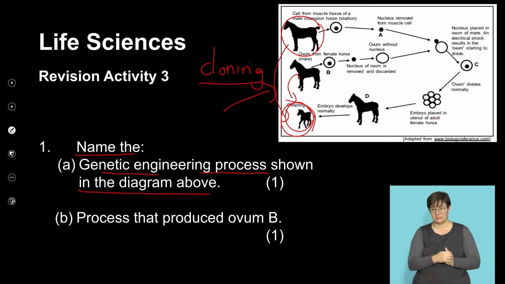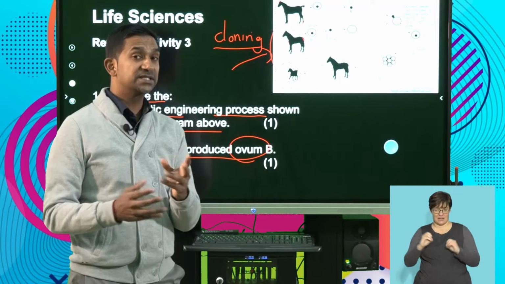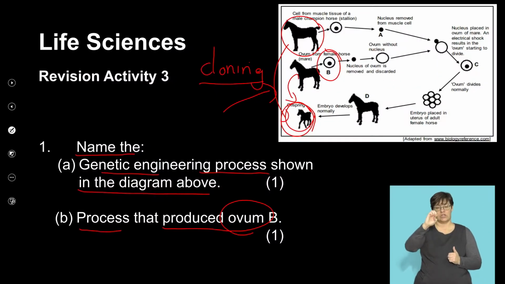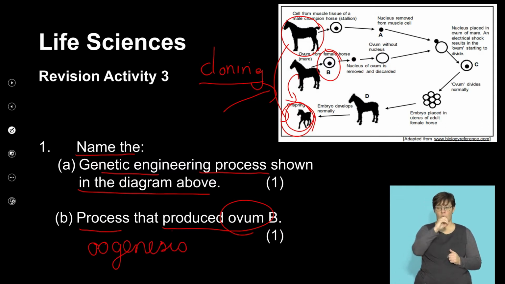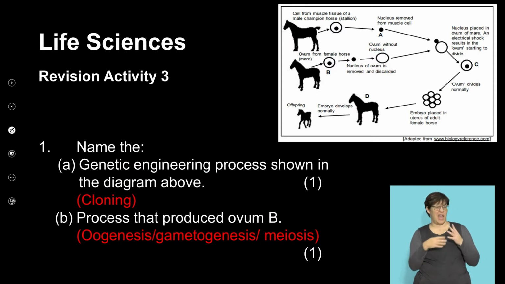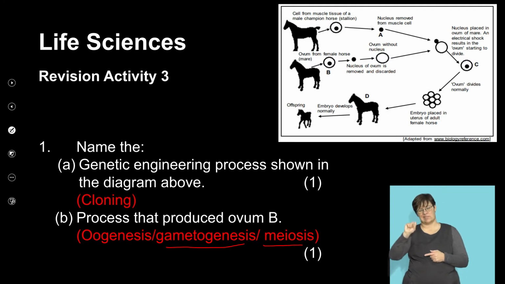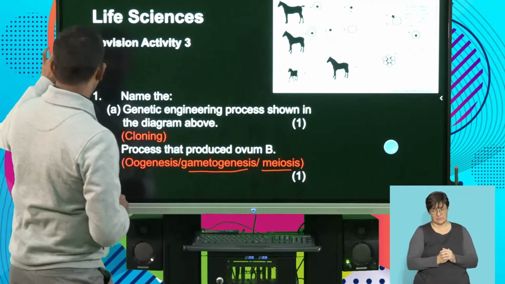The next question, the process that produced Ovum B. Again guys, this process that produces Ovum B, remember that that's an egg cell, and the process that produces that is oogenesis, right? So that process is oogenesis, where an egg cell is produced using oogenesis. There are a few other terms that we can use to describe that, including gametogenesis or meiosis. So these are again processes involved in the production of gametes, in this case the ovum.